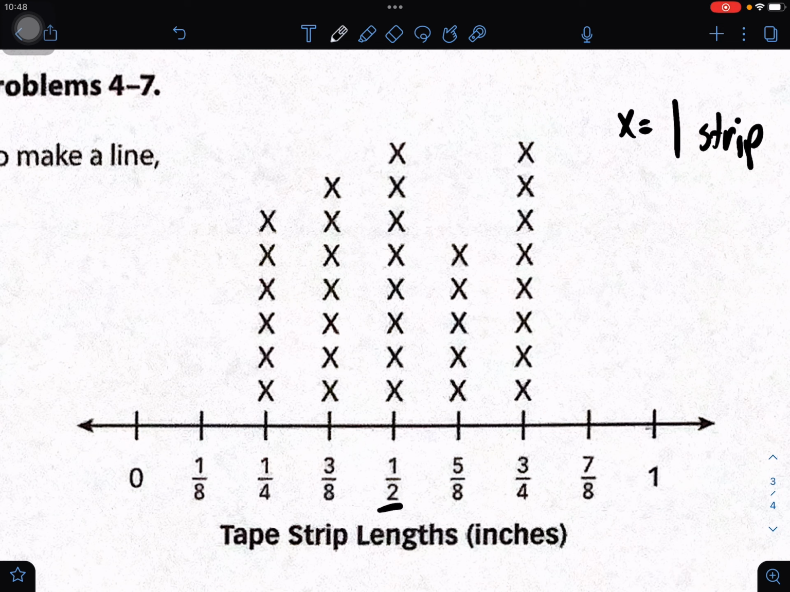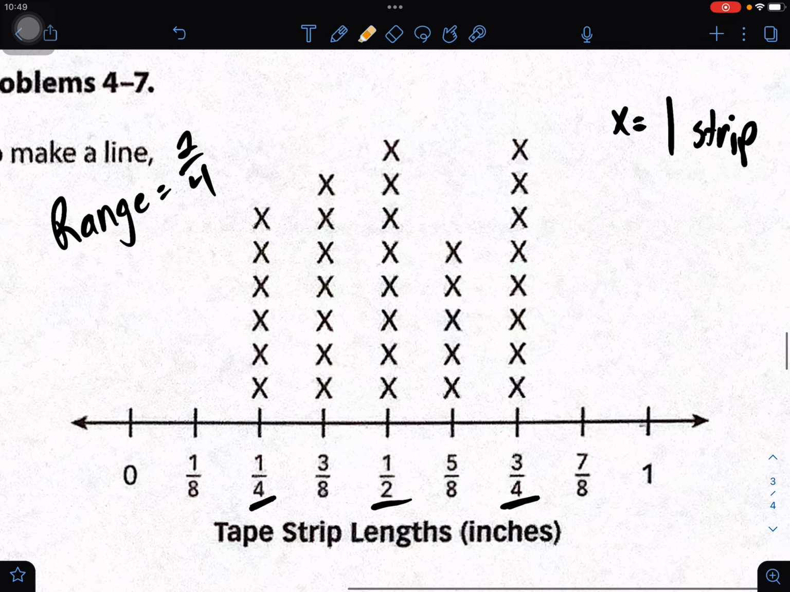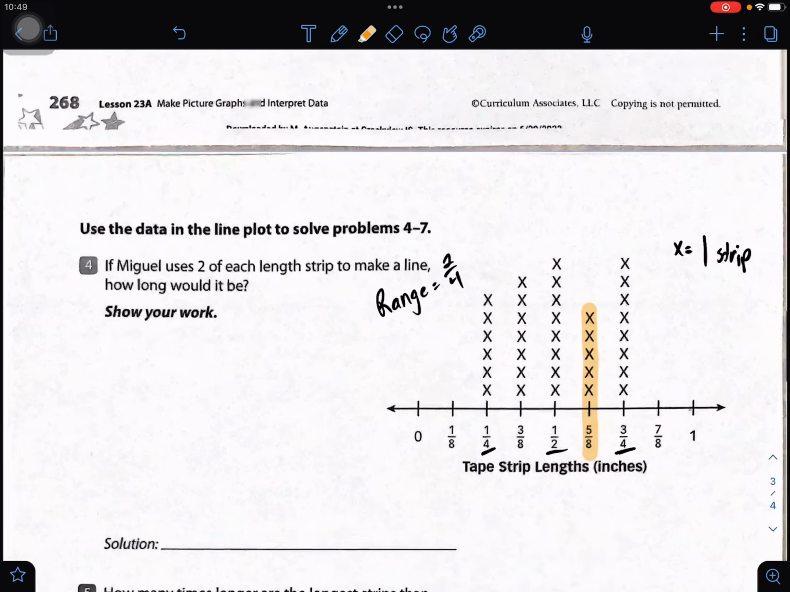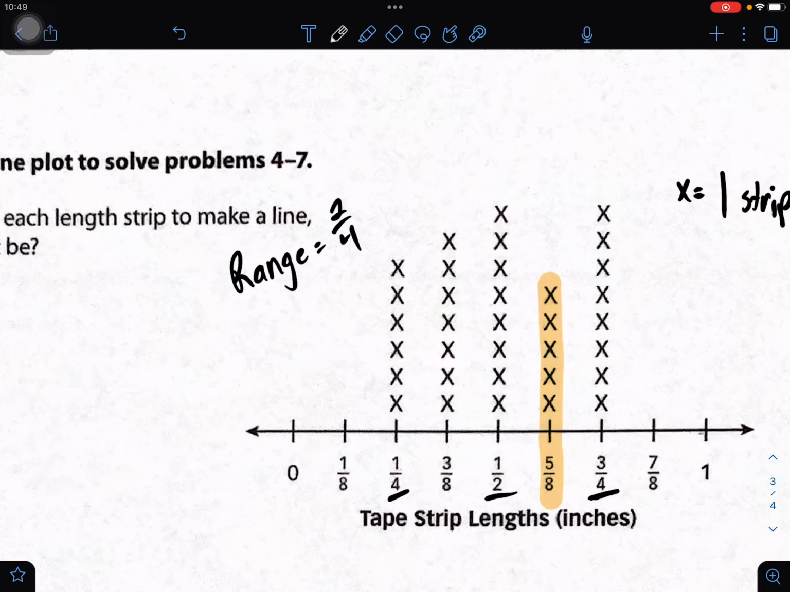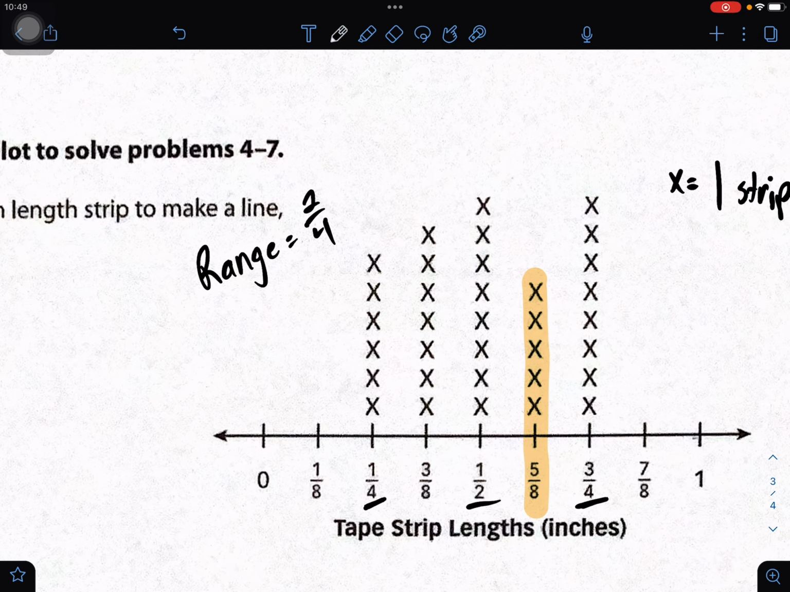We've got a tie for the most common with 1/2 and 3/4. Looks like our range goes from 3/4 at the biggest to 1/4 at the smallest. So our range, or the difference in size, would be 2/4 if I subtract those two. I can see that the least occurring would be this 5/8 category right here. Okay, so it says if Miguel uses 2 of each length strip to make a line, how long would it be? So essentially what I need to do is add up all these values and multiply it by 2 if he uses 2 at each. So let's break it down.